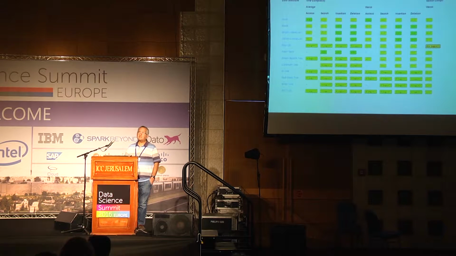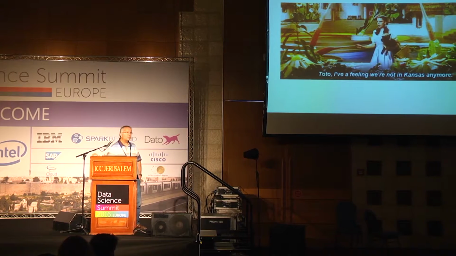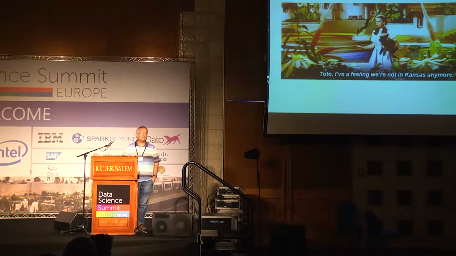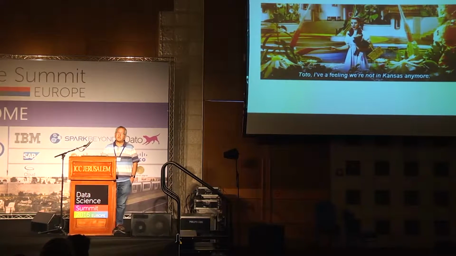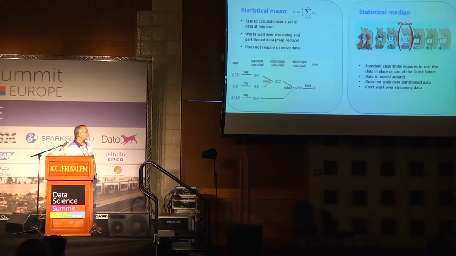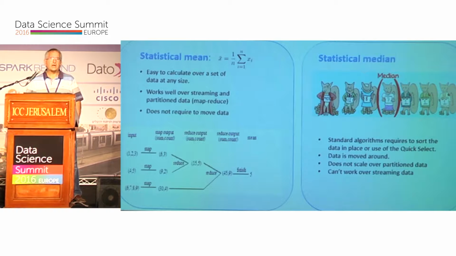Mainly when the data exceeds our memory, then suddenly we are not in Kansas anymore. The data structures that we already use regularly are not working anymore. Just to give you an example, if you have to calculate the statistical mean over your data, it's usually very easy to do. You just need to aggregate a sum and aggregate the count of items in the list, and that scales very nicely and very well.